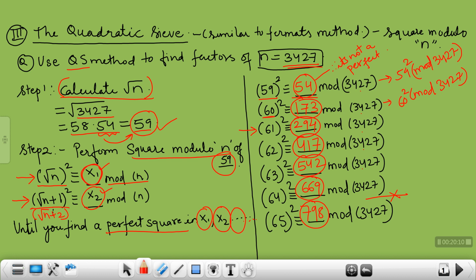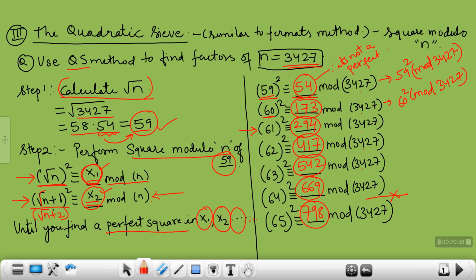Square modulo n is nothing but I need to calculate x1 = (square root of n) square mod n. Similarly, x2 = (square root of n plus 1) square mod n. I have to calculate these values x1, x2, x3, x4, x5 until I get a perfect square. The moment I get a perfect square, I will stop at that point. So first will be my square root of n, that is 59, 59 square.